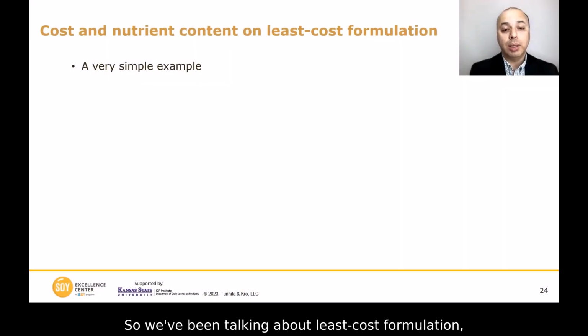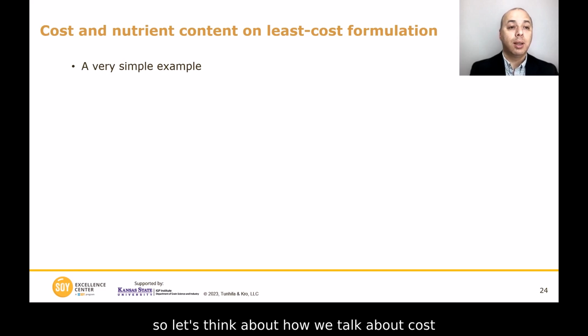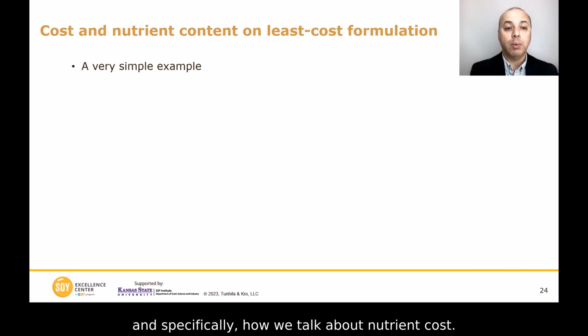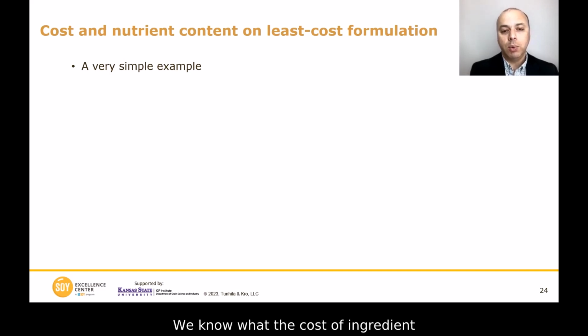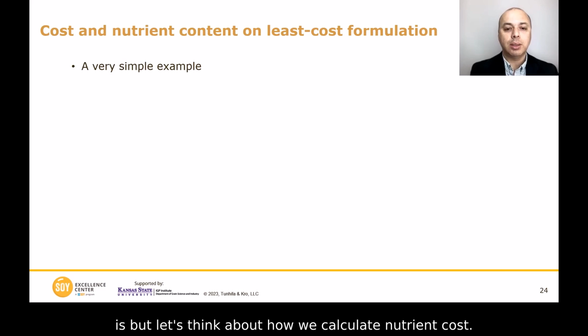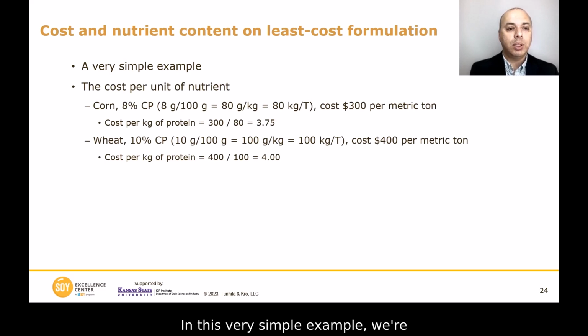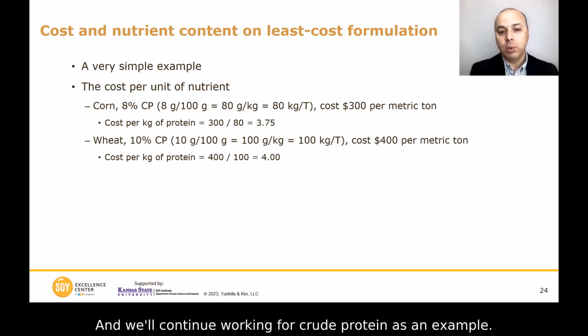So we've been talking about least cost formulation. So let's think about how we talk about cost, and specifically how we talk about nutrient cost. We know what the cost of an ingredient is, but let's think about how we calculate nutrient cost. In this very simple example, we're going to calculate the cost per unit of nutrient. And we're going to do it for corn, and we're going to do it for wheat. And we'll continue working with crude protein as an example.